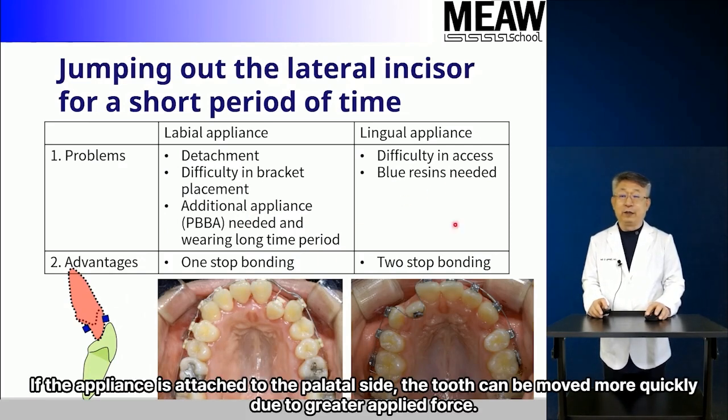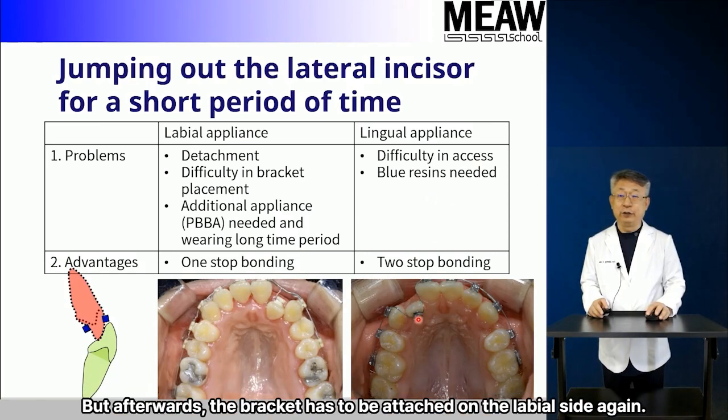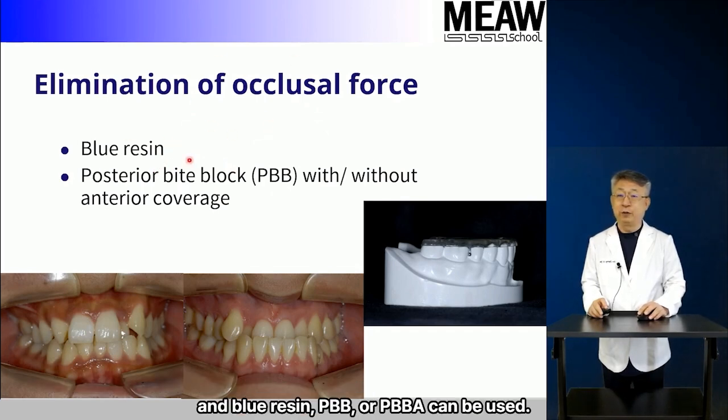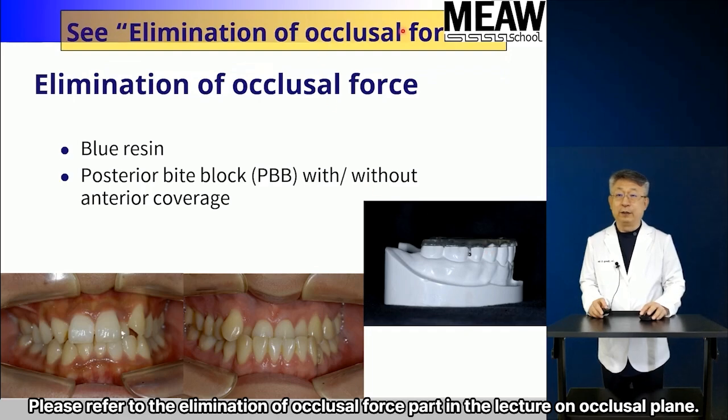If the appliance is attached to the palatal side, the tooth can be moved more quickly due to greater applied force. But afterwards, the bracket has to be attached on the labial side again. In order to attach an appliance on the palatally displaced upper lateral incisor, occlusal force has to be removed, and blue resin PBB or PBBA can be used. Please refer to the elimination of occlusal force part in the lecture on occlusal plane.